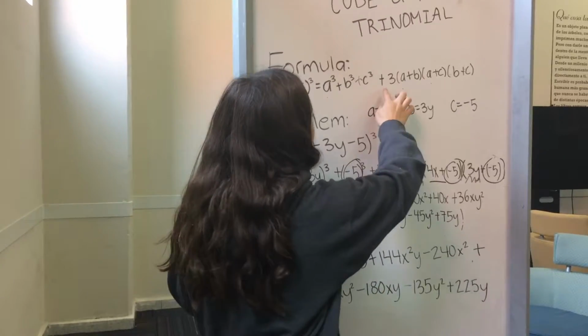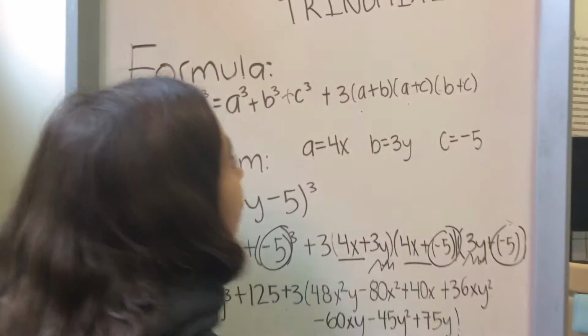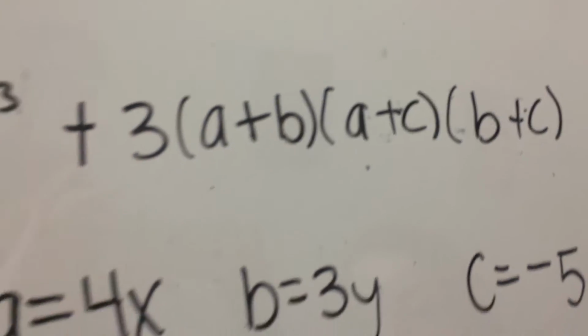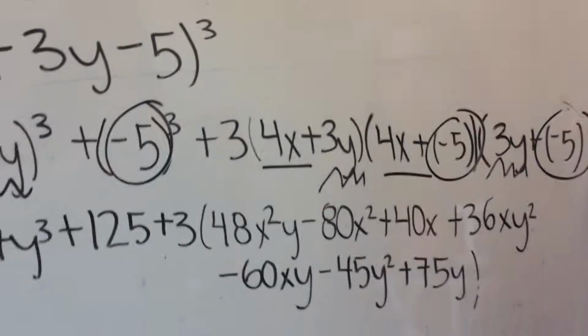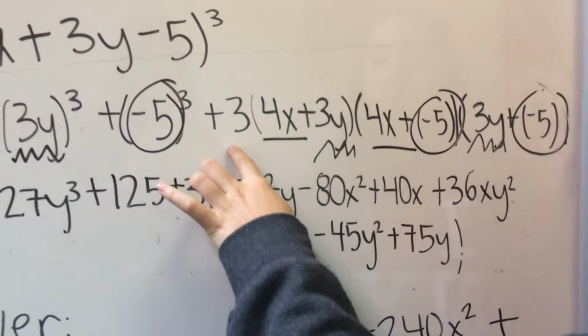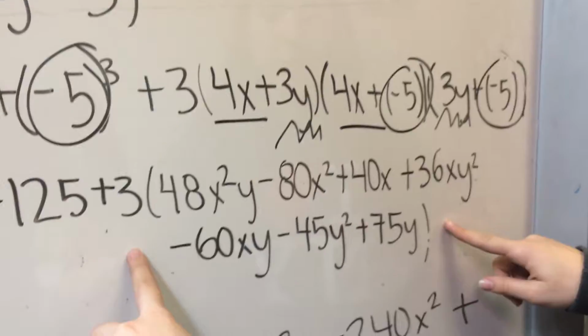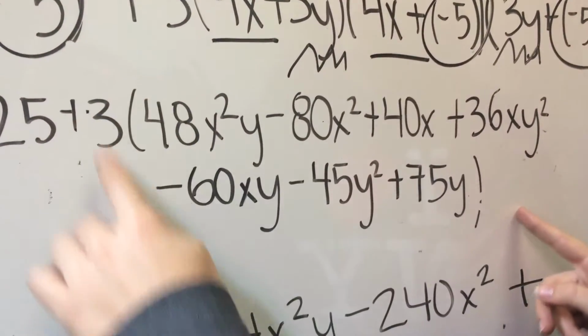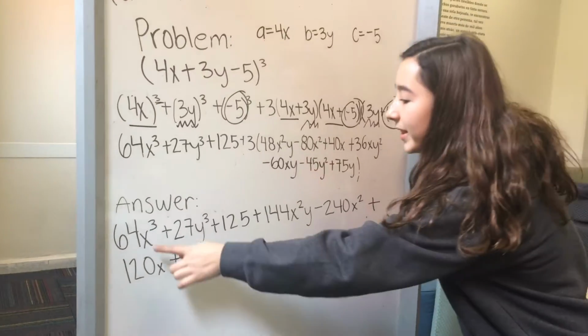The next part will be to do the other part of the formula. So substituting the values here, it will be this. And then when you multiply all this, it will be this. And you will multiply all of this by 3. And this will be the answer.